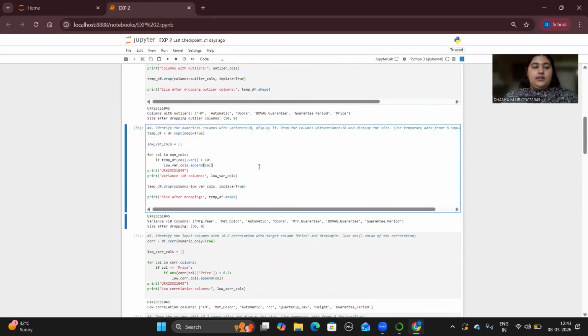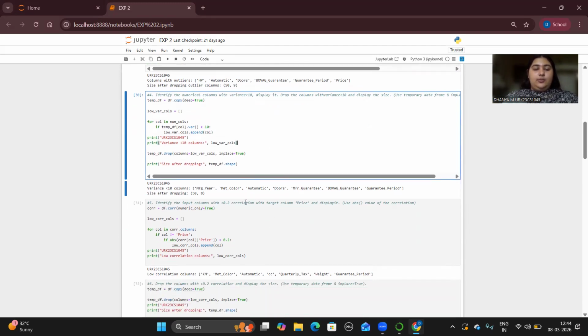And for the fourth question, I have calculated the variance. Variance measures how much the values in a feature vary. If the variance of a column is very small, it means the values are almost the same for all records. The feature provides little useful information. In this experiment, columns with variance less than 10 are identified and removed. So in the output, we got the columns with variance less than 10. So removing low variance features improves model efficiency and avoids unnecessary computations.